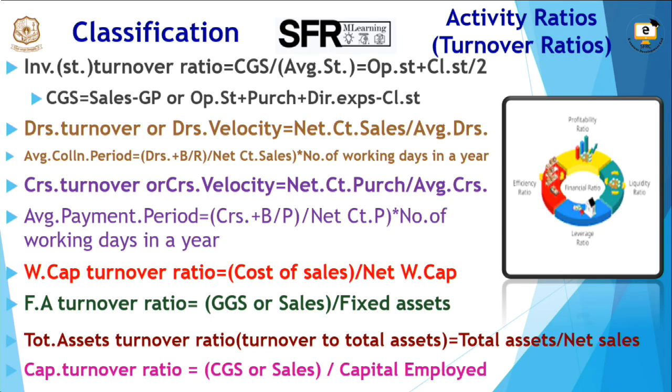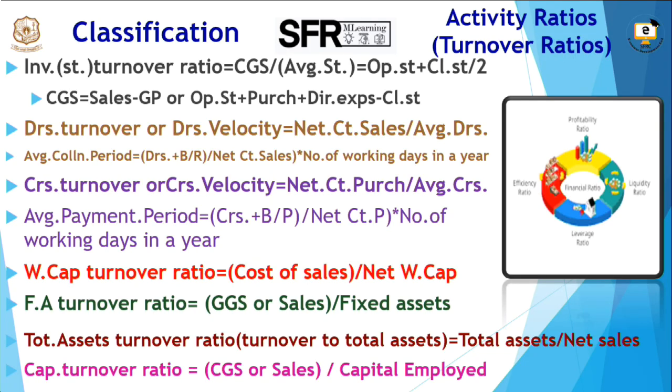Net working capital means current assets minus current liabilities. So it indicates the number of times the working capital is turned over in the course of a year. The ratio measures the efficiency with which the working capital is being used by the firm. Next one is fixed assets turnover ratio. It studies the relationship between cost of goods sold or sales divided by fixed assets.